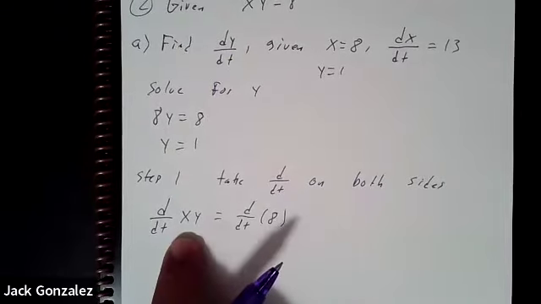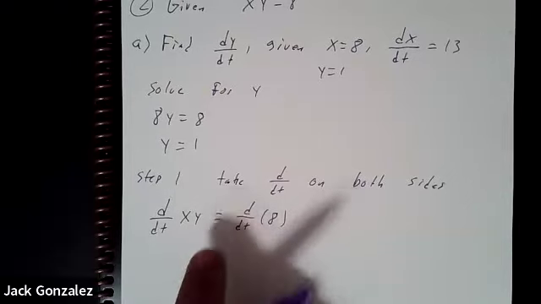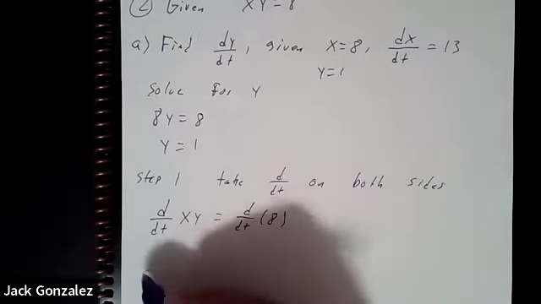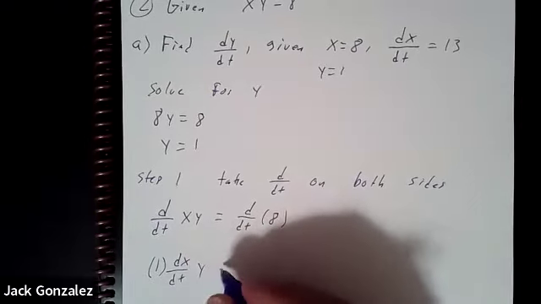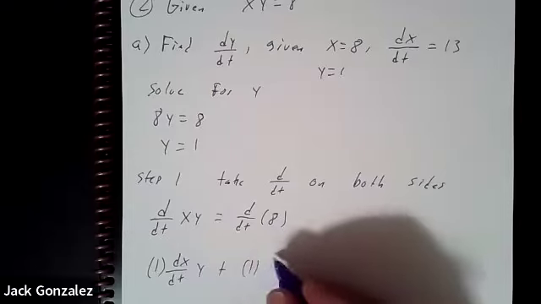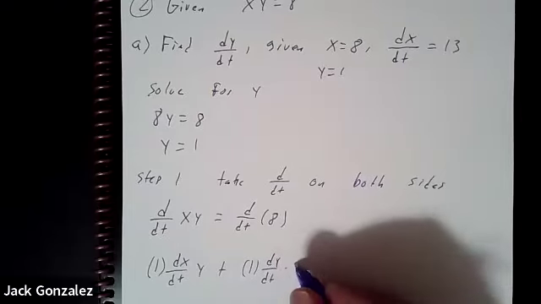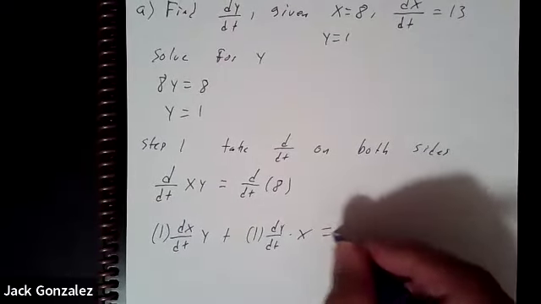This will be a product rule. The derivative of x times y plus the derivative of y times x. So derivative of x will be 1 dx dt times the y, plus derivative of y will be 1 times dy dt times your x, equal to 0.